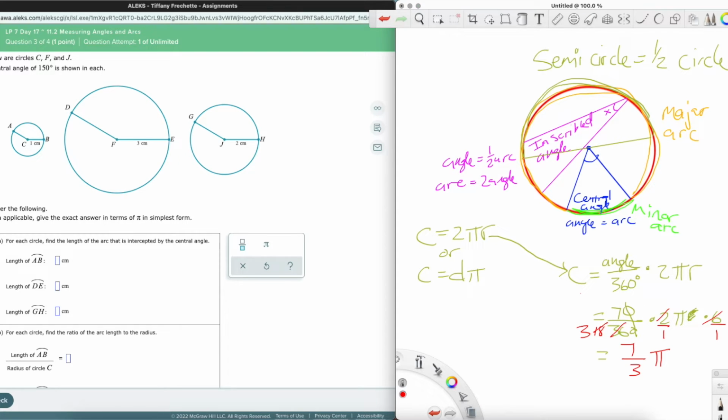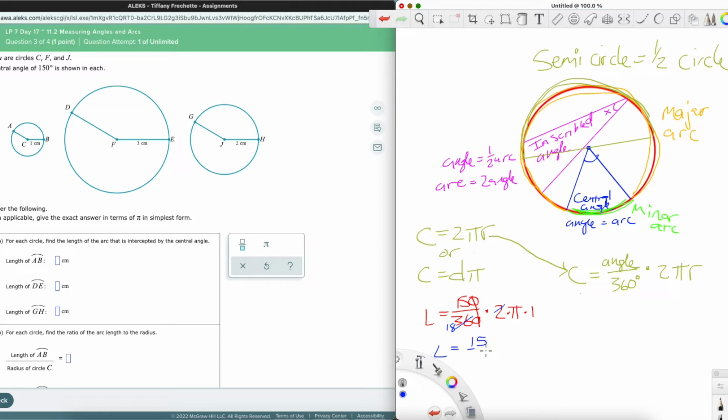So I'm going to go over here and erase this. Okay. All right, so the length of AB, we're going to have the angle, 150 over 360 for each one. This is going to be the same thing because they're all 150 degrees. Then times 2 times pi times r. Well, this one's got a radius of 1. If we reduce this, we get 15 over 36. And then we can cross cancel. 36 divided by 2 is 18. And then 1 doesn't really cancel at all. So I end up with L equals 15 over 18.